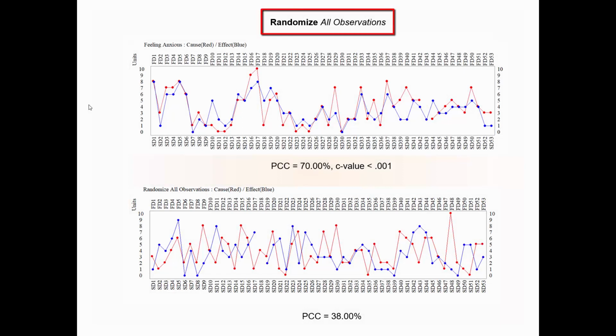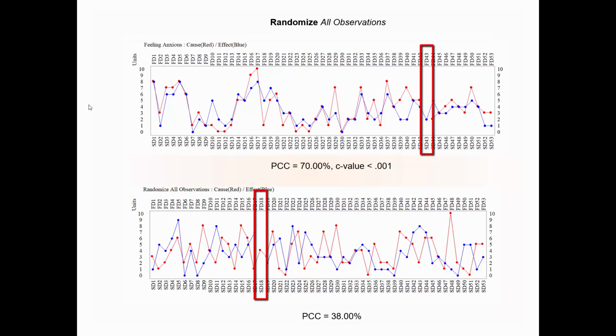With the randomize all observations option, we randomly shuffle all of the values in this top graph, both across the 53 days and across the cause and effect orderings. Notice how the missing red data point for the anxiety rating on day 43 has been randomly moved to day 18 as a blue stress rating. So again, we're randomly shuffling the observations themselves, but now both across days and across lines. In this particular iteration, the PCC index has dropped to 38%. And when I ran the analysis in the OOM software, again, not one time in 1,000 trials did I obtain a PCC index of 70% or higher, again supporting the theoretical inference.